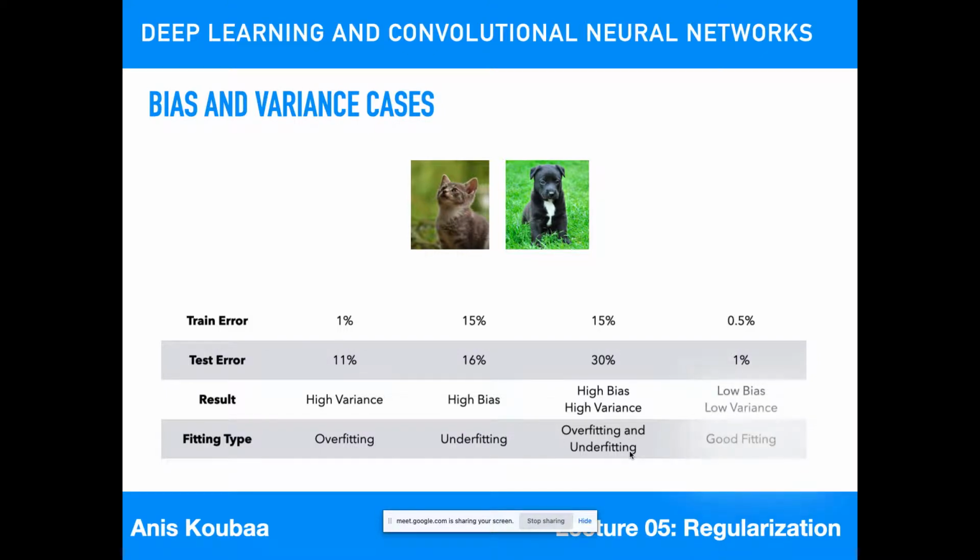And finally, if we have 0.5% and 1%, this means we have low bias and low variance, and this is the good fitting that we want to achieve.